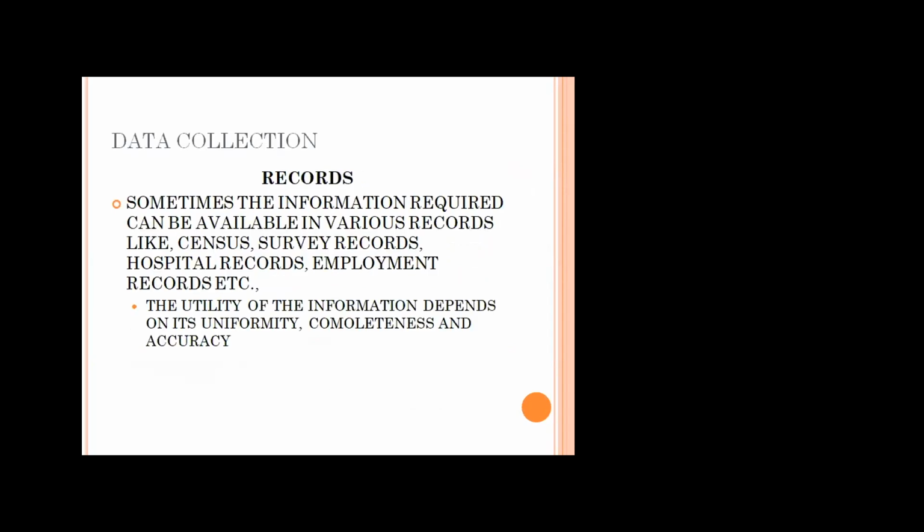Okay, right? So the fourth important data collection method is records. The utility of the information depends on its uniformity, completeness, and accuracy. That is the problem with records. The information is obtained from various records like census, survey records, hospital records, employment records. But in a huge country like India, sometimes we may not be able to rely too much on the records.